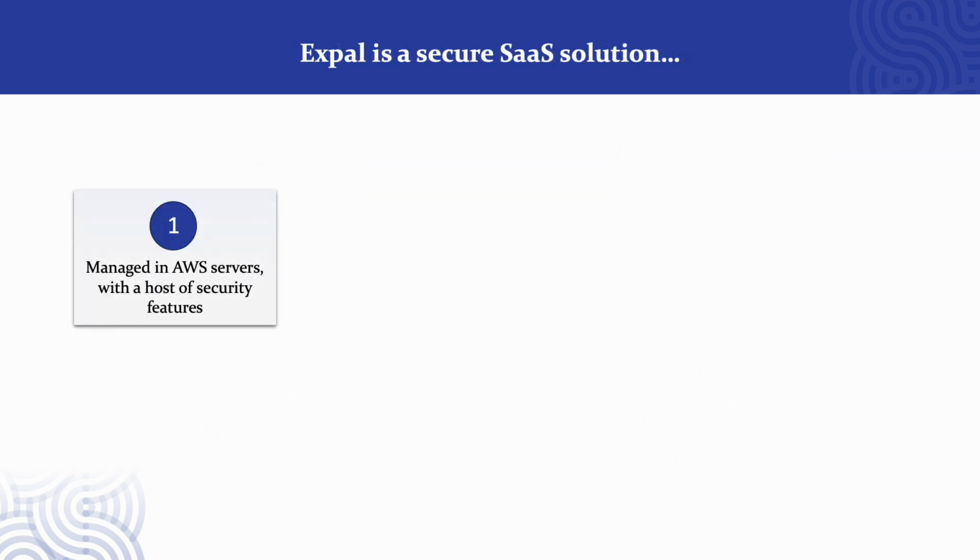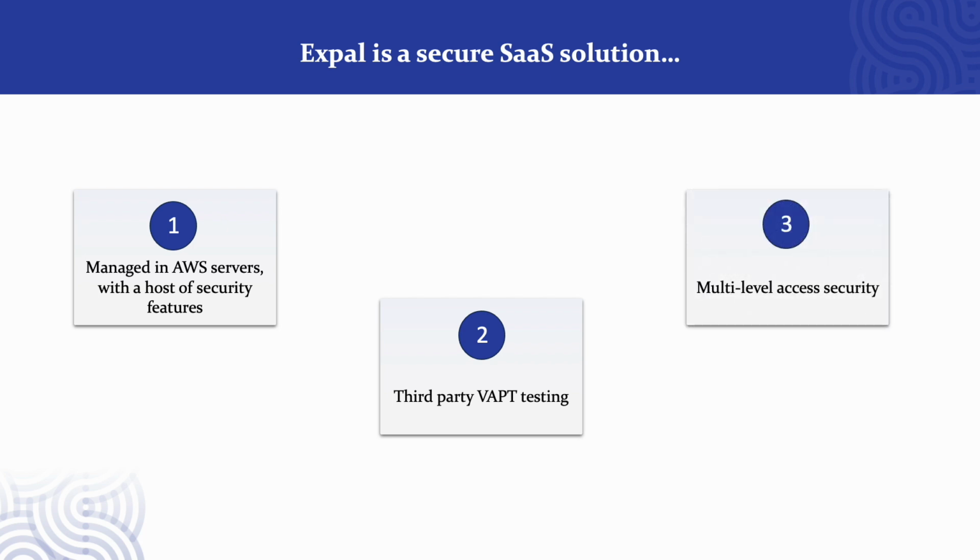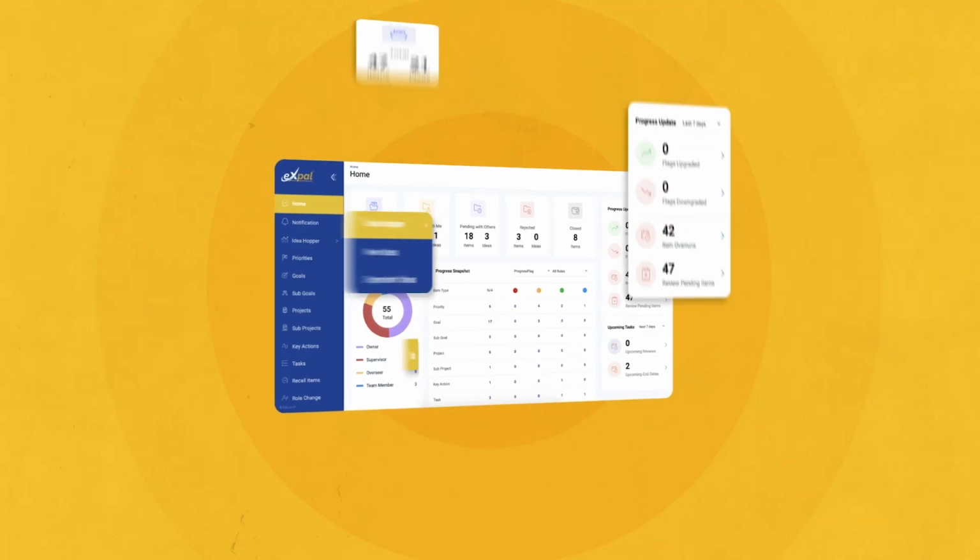Expal is housed on secure AWS servers managed by us. The product has undergone vulnerability assessment and penetration testing through a third-party agency. Data confidentiality and walls between client databases are part of the system design.